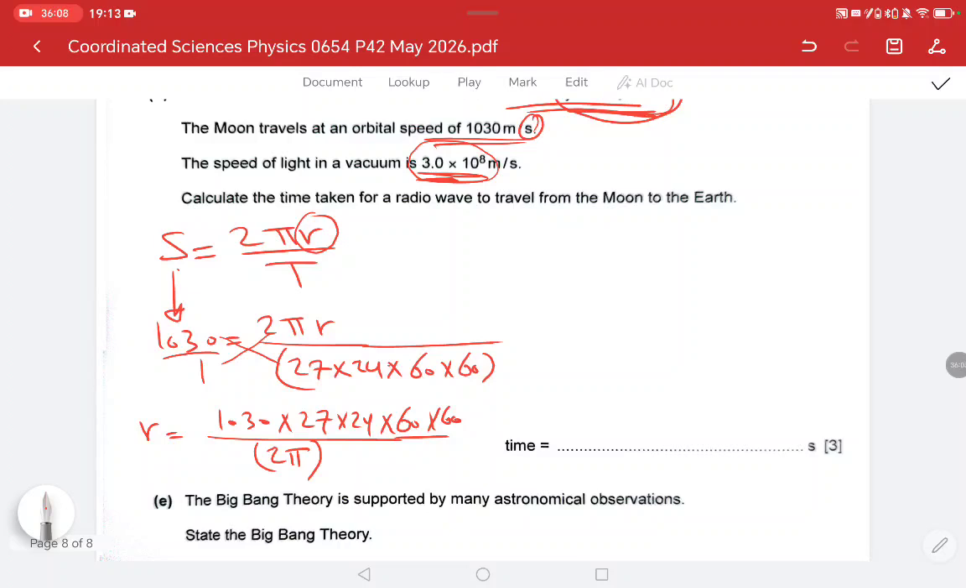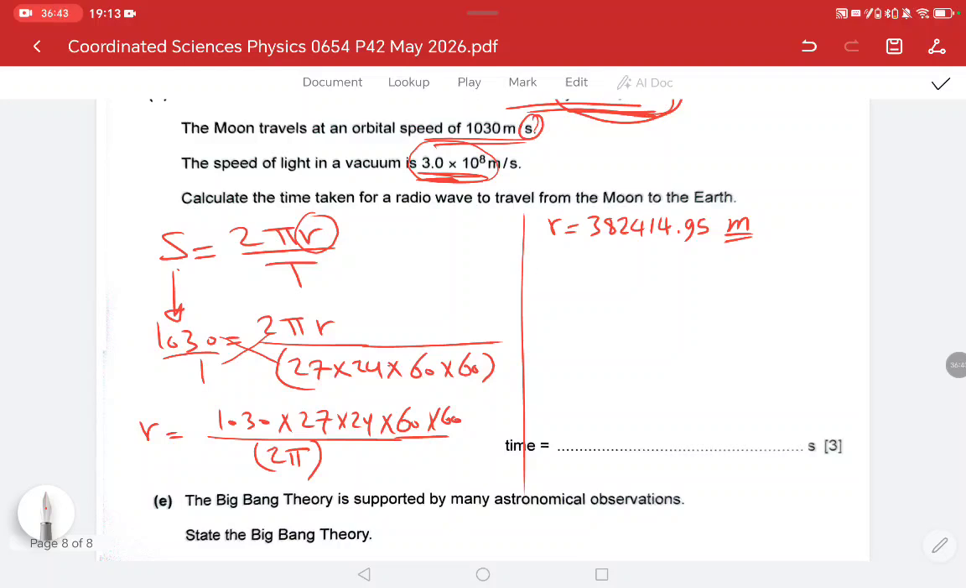So the answer of r is a big number, and this makes sense: 382,414.95. And this should be in meters. So let's double check: 382,414.9. So this is r, this is the distance.